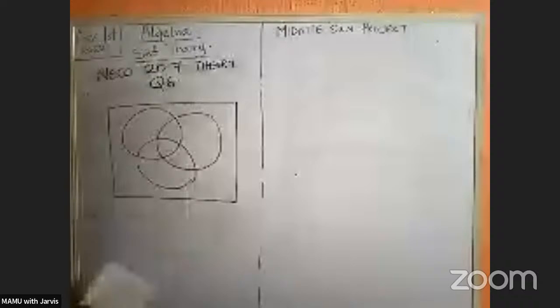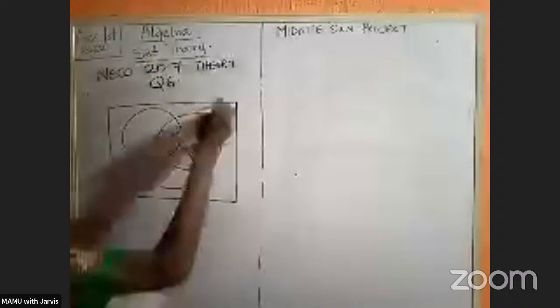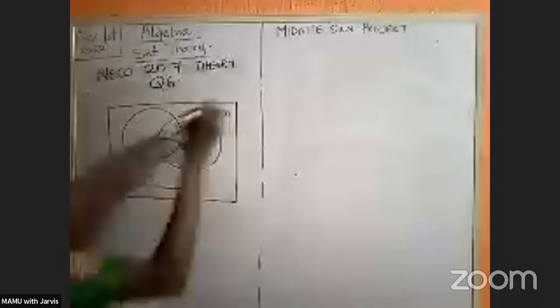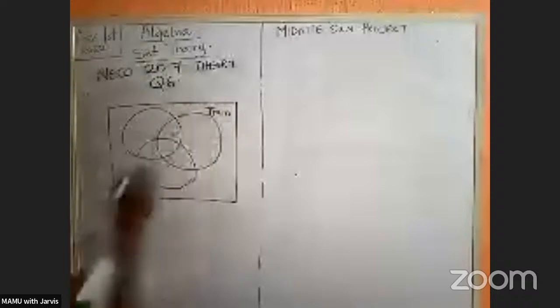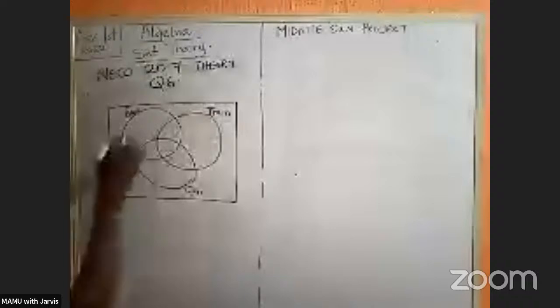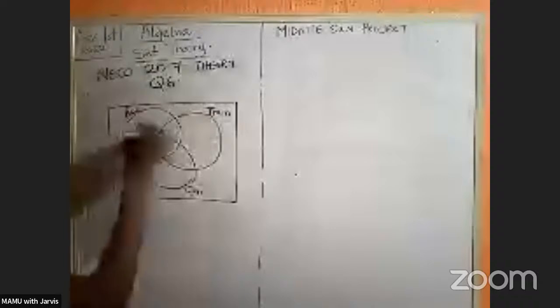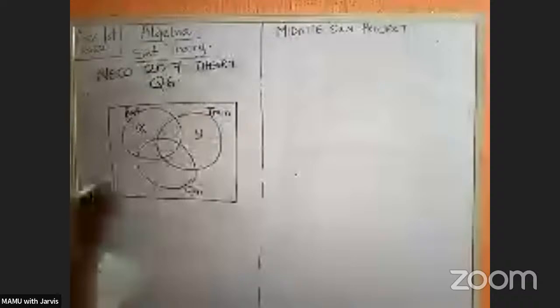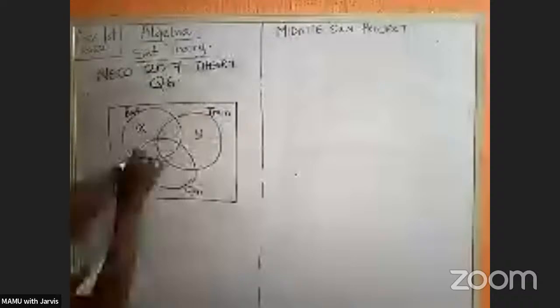Now, this is train, this is car, this is bus. This is X, this is Y, this is another X, this is 8, this is 7, and this is 3, and this is Q. Now there are 95 travelers. That will be the universal set. The number of travelers will be the universal set 95.